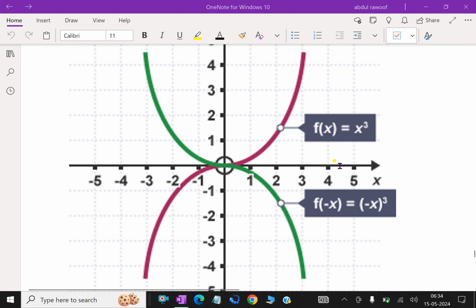The original graph is f of x equals x cube. Then this x cube graph shown here is reflected about the y-axis. It becomes the green graph. That function is f of minus x, which means f of minus x equals minus x, whole cubed.